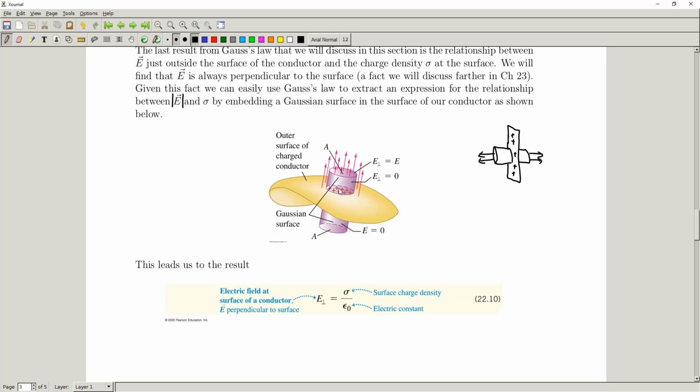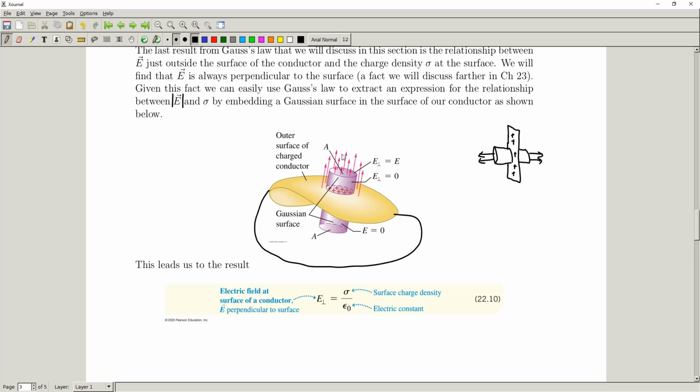So this side of our Gaussian surface is embedded in the conductor, right? Imagine this is like some big chunk of conductor. And so this is inside the conductor, and so we know there can be no electric field emerging from here, right? The only place that the electric field can be emerging from is from the surface going outward, right?